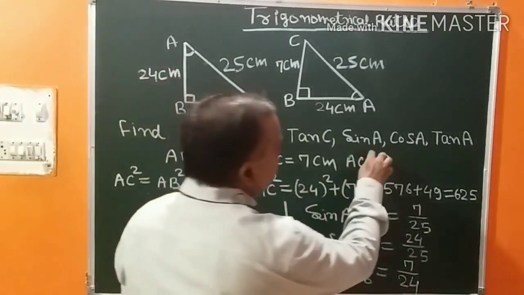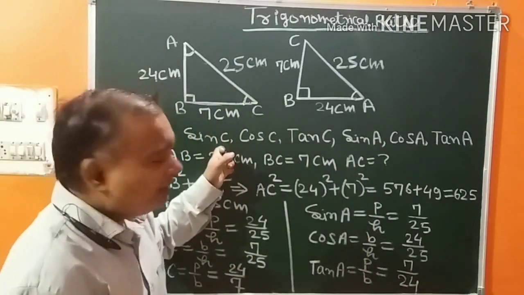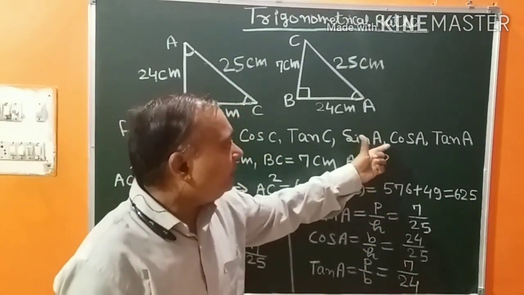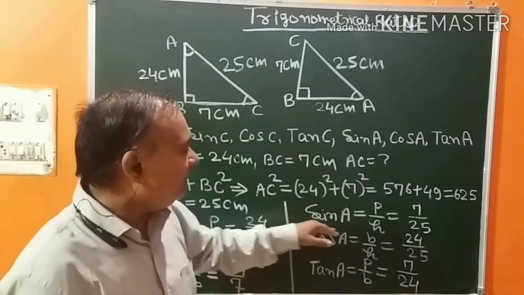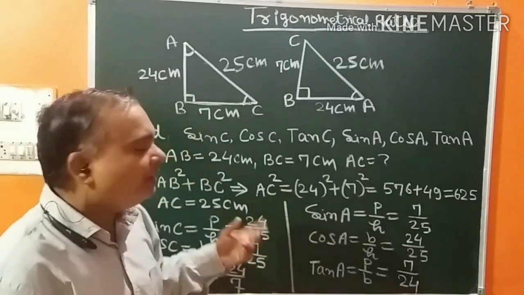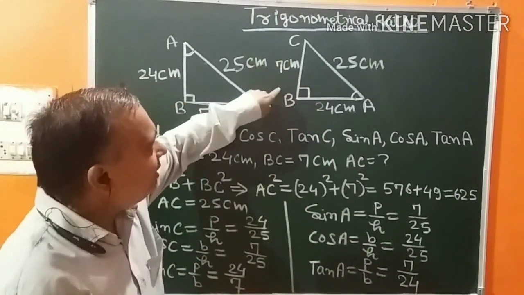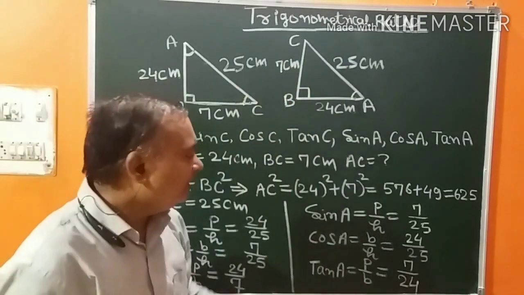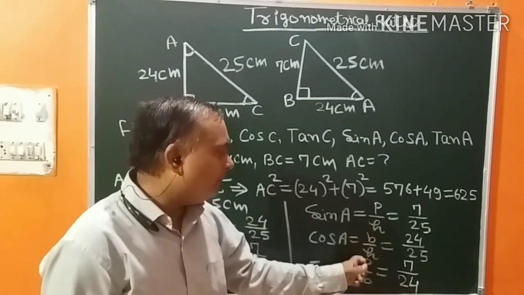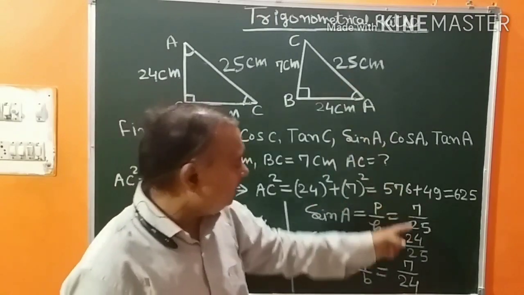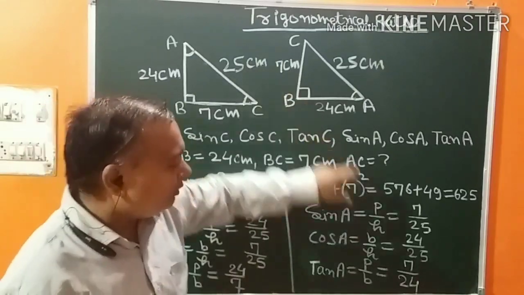Now we have to find sine A. Here the angle is changed. Here the angle is C, here the angle is A. So for angle A, now we will consider this figure. Sine A, again the formula of sine is perpendicular upon hypotenuse. Here the perpendicular is 7, hypotenuse is 25, so that is 7 upon 25. Cos A, base upon hypotenuse, that is 24 upon 25. Tan A, perpendicular upon base, that is 7 upon 24.